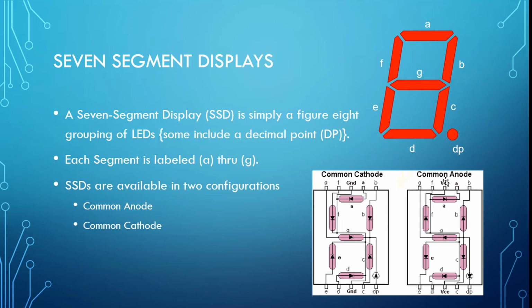The other configuration is common anode, and it's the exact opposite of common cathode. Our common pin on this one instead is VCC, and we would send a 0, or a digital low signal, to each segment pin in order to light it up.